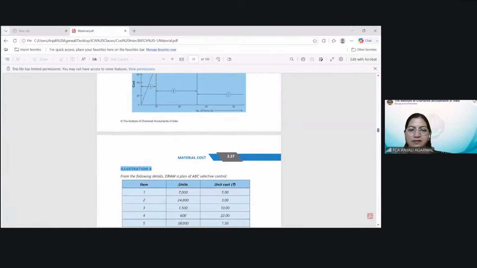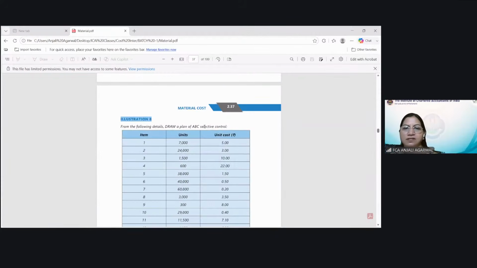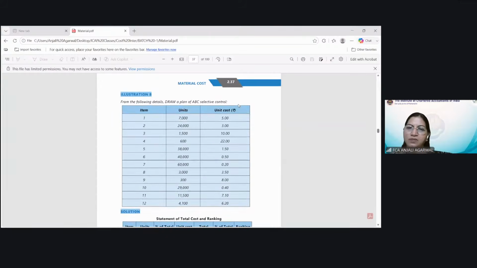Illustration 8. From the details below, draw the ABC. We have one more method in which we do inventory control, which is called ABC analysis or VED or FSN. When you say FSN, it's fast, slow, or non-moving items. When you say VED, it is vital, essential, or desirable items.